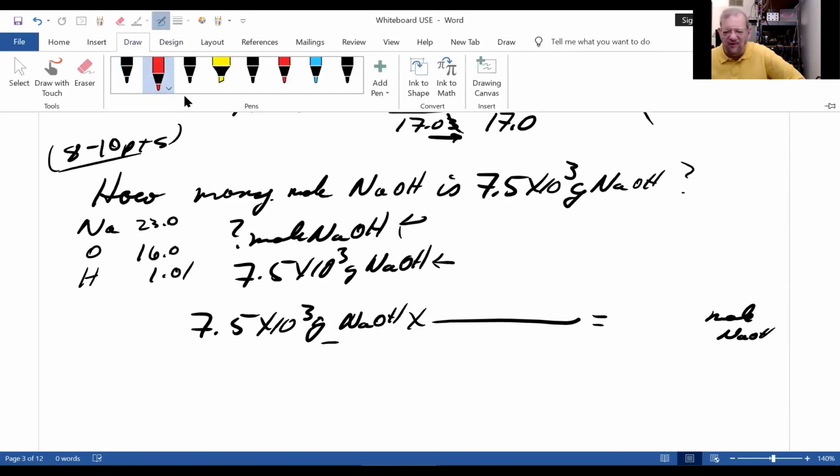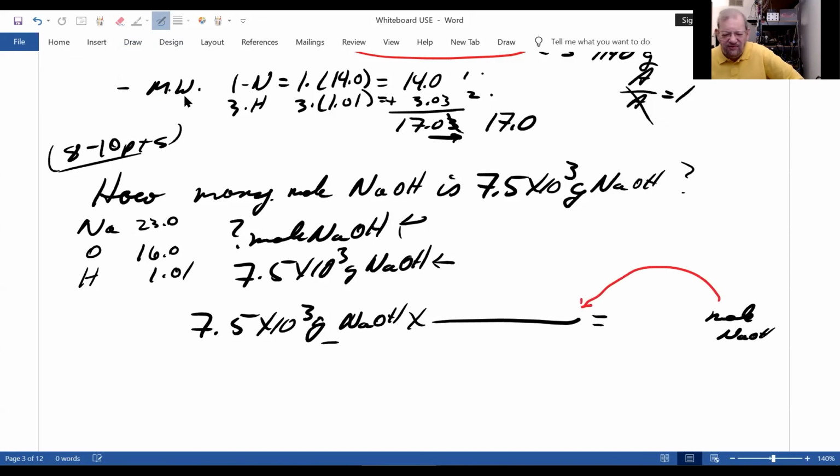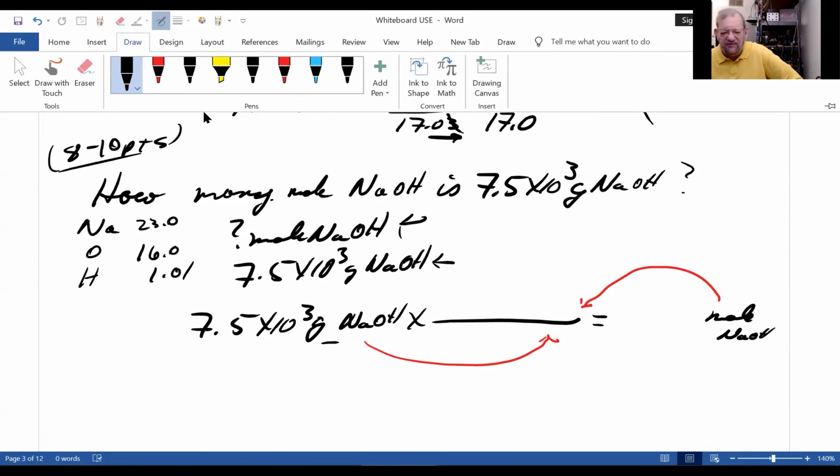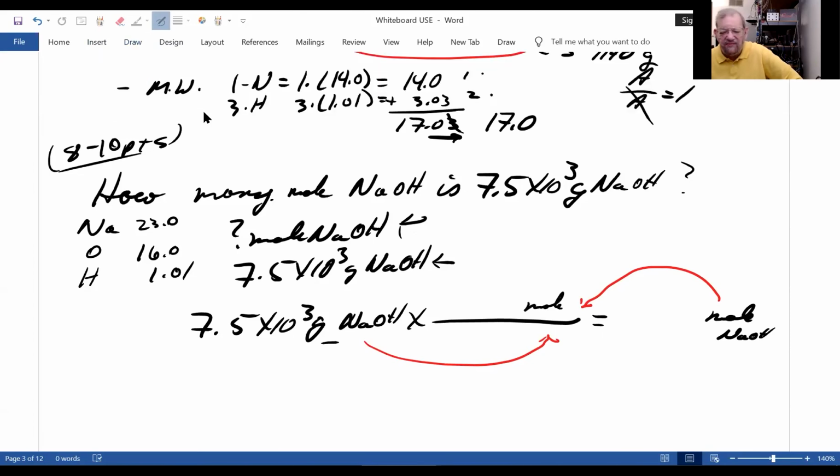I'm going to make you guess when I'll use the whistle. And whatever you're trying to get to goes on top of the ratio, unit-wise. Whatever you're trying to get rid of goes underneath at the bottom of the ratio. So I have moles of NaOH divided by grams of NaOH. Where do I get these numbers? Well, you look at the following.